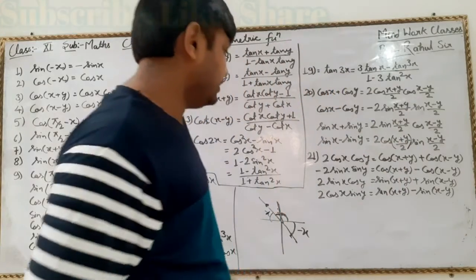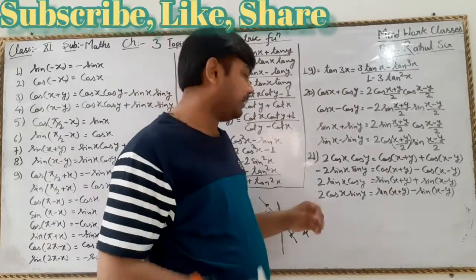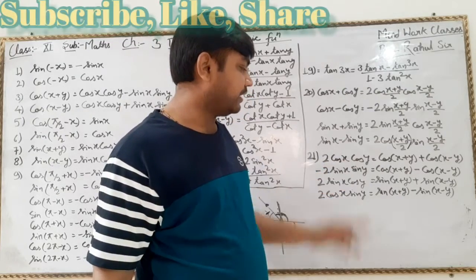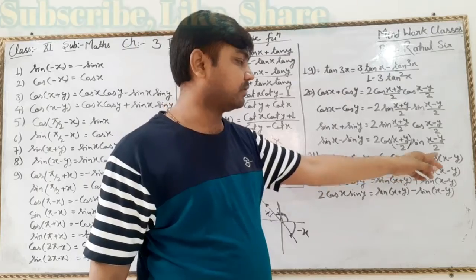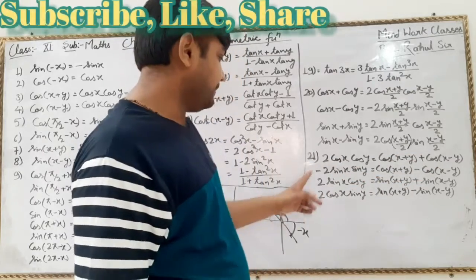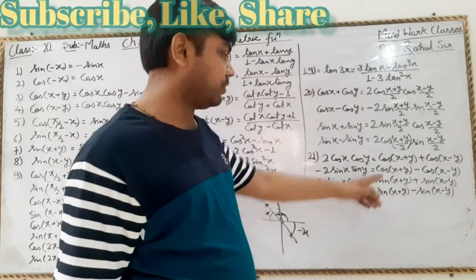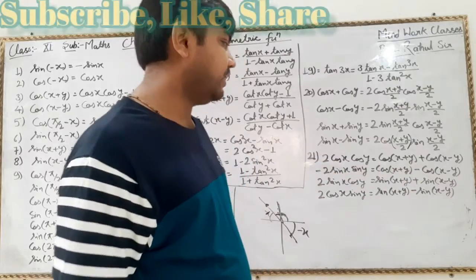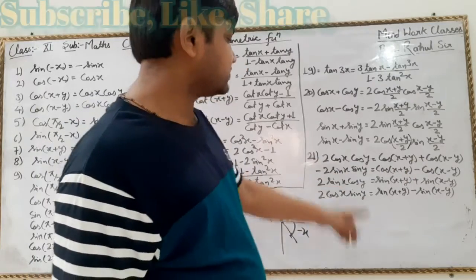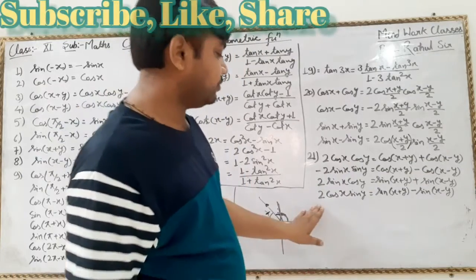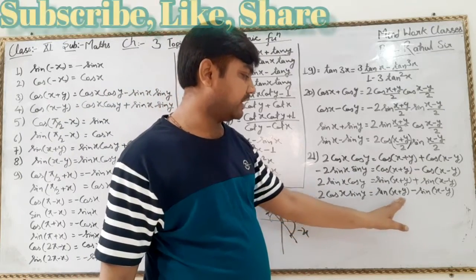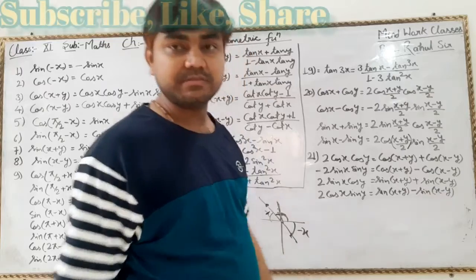Okay. Now let's come to the next formula. 2 cos x cos y is equal to cos (x plus y) plus cos (x minus y). Minus 2 sin x sin y equal to cos (x plus y) minus cos (x minus y). 2 sin x cos y equal to sin (x plus y) plus sin (x minus y), and 2 cos x sin y equal to sin (x plus y) minus sin (x minus y).